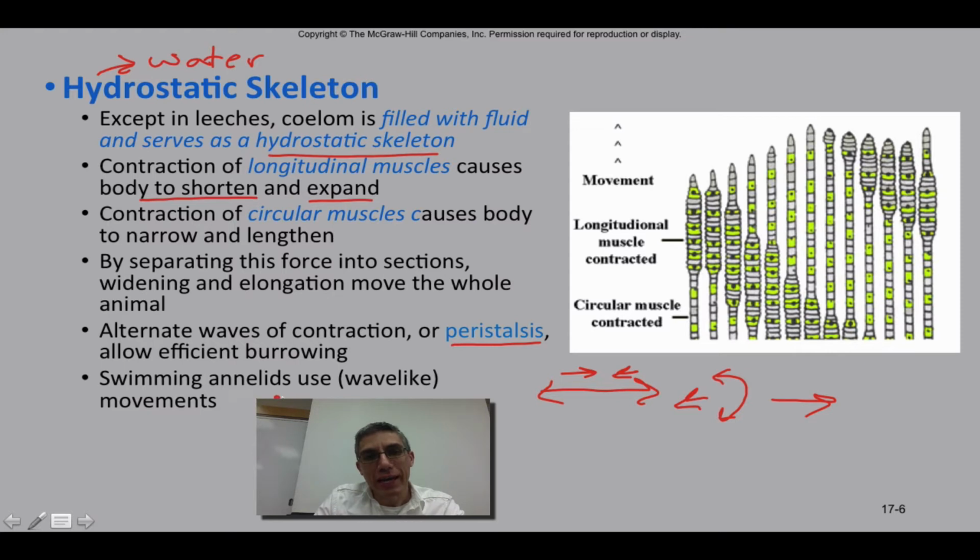Now, swimming annelids definitely will use their muscles in a different way. They're going to use them in a wave-like type of motion, and this is going to allow them to swim or glide throughout their aquatic environment.